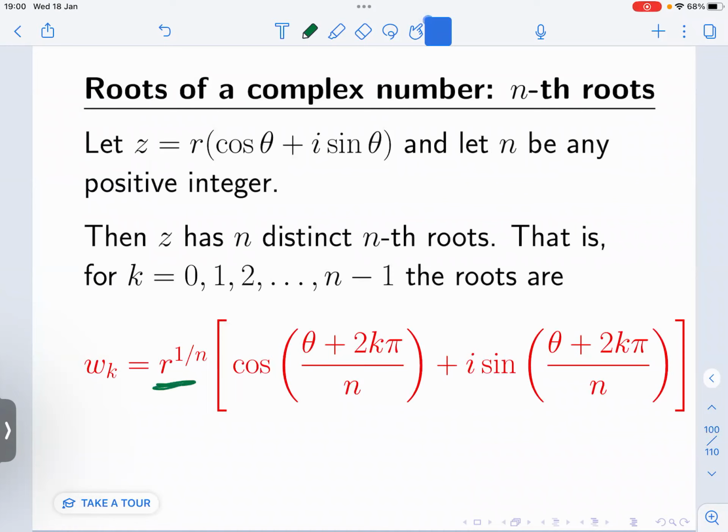And this will be given by the nth root of r times (cos((theta + 2k pi)/n) + i sin((theta + 2k pi)/n)), and k is any value from 0 up to n minus 1.